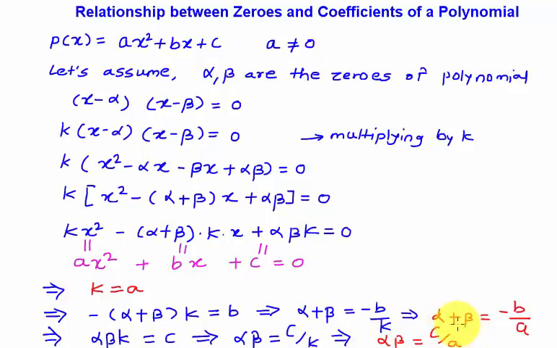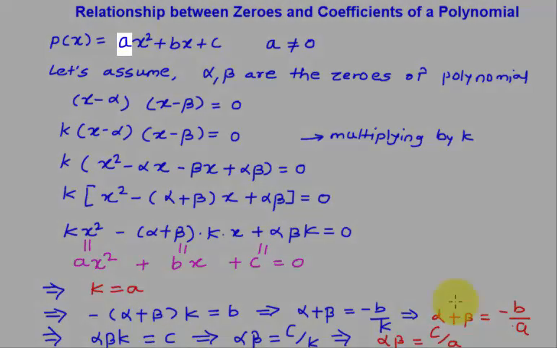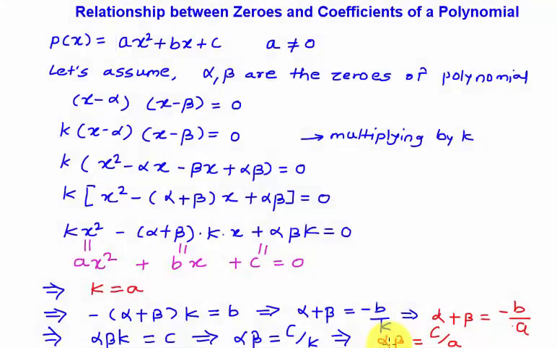Alpha plus beta is nothing but sum of zeros, which is equal to minus b by a, and product of zeros alpha into beta is equal to c by a. Now b is nothing but coefficient of x, then a is nothing but coefficient of x square. For product of zeros alpha into beta, c is nothing but the constant term divided by the coefficient of x square. So this way we can prove the relationship between the zeros of the polynomial and coefficient of the polynomial.